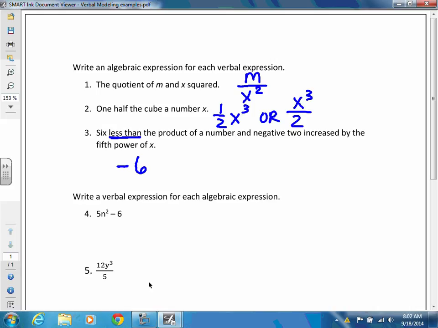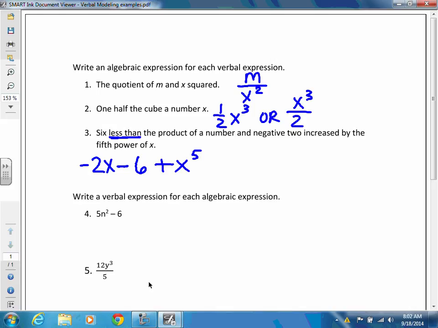The product, which means multiply, of a number and -2. I don't know what number that is, so that's where I stick in a variable, and then obviously -2 is with it. So we have -2 times our x, and then the -6 is there. We are going to increase that by, which means add, the 5th power of x. So you put the variable x to the 5th power. Okay, so that's how that one's going to look.